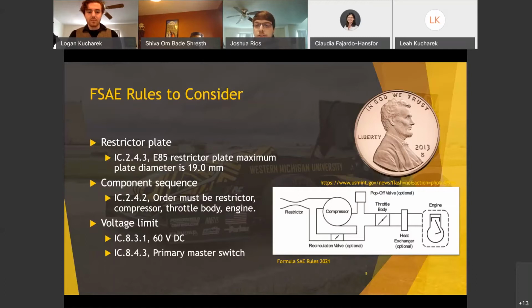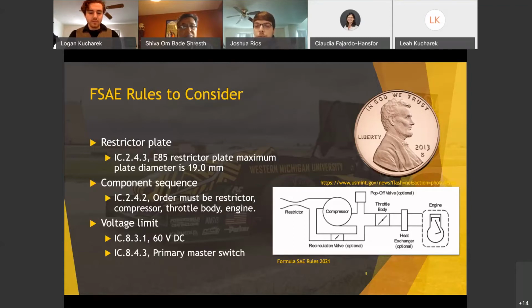Our project centers around the WMU Formula SAE vehicle, and as such, there are a number of rules to follow to ensure the system complies with the rule book and is legal for competition. The Formula SAE rules stipulate that an intake restrictor must be used, and the size of the restrictor is based on the type of fuel. In our case, a 19mm intake restrictor is mandated because the team runs E85. This is comparable to the size of the diameter of a penny that all air entering the engine must pass through. In addition, there's a certain sequence of component placement that must be followed. The correct rules-compliant sequence is the restrictor, the compressor, throttle body, the intercooler, and then the engine.